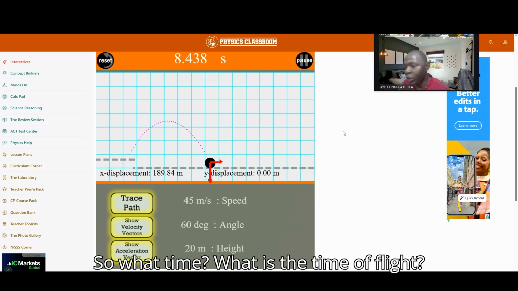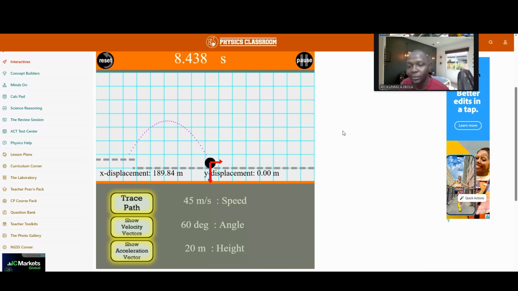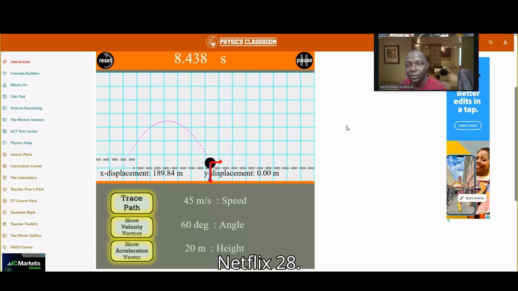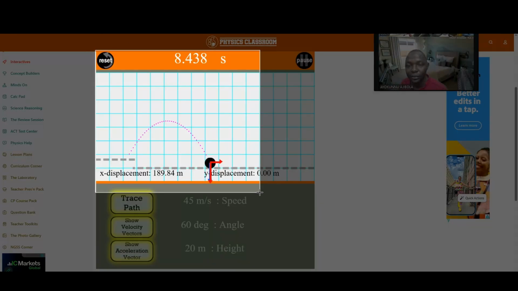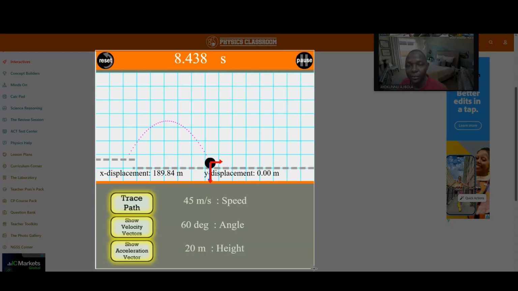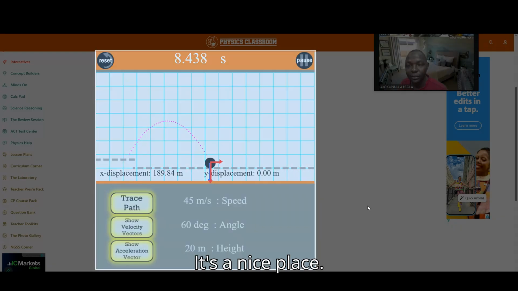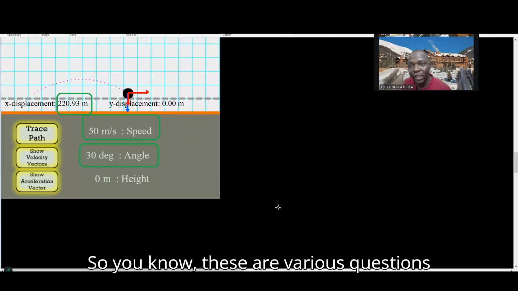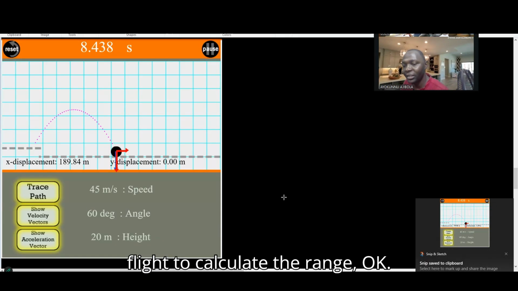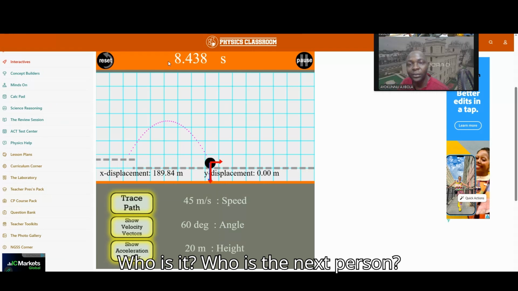So what is the time of flight? 8.438 seconds. What is the range? 189.84 meters. So you know, these are various questions that you might be given in an exam, and they will ask you to calculate the time of flight and the range. Okay. Who is the next person?